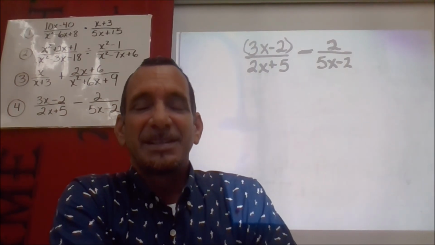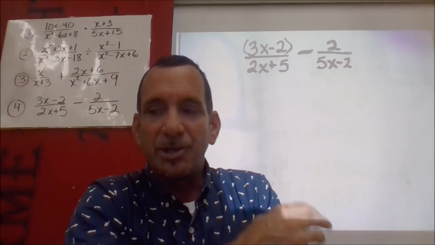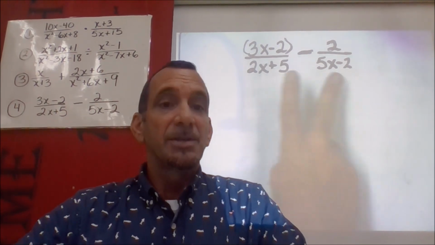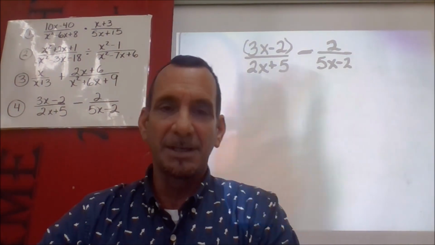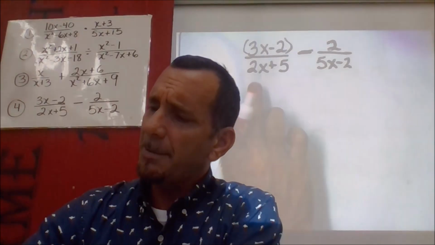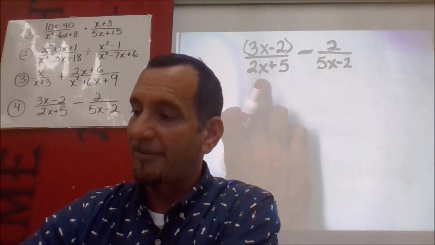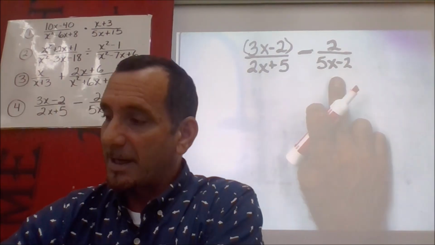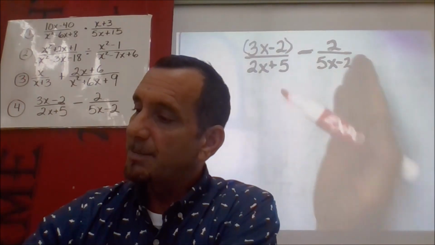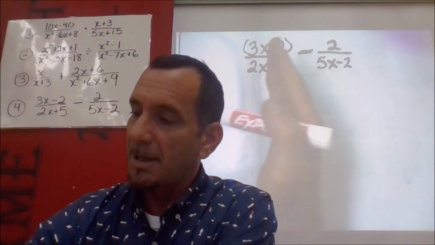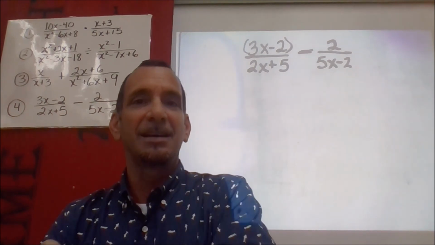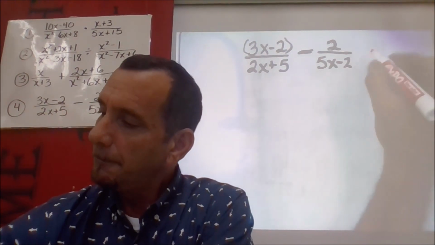Here's a fun one. This is the subtraction of a rational expression, and the denominators are similar but not the same. So we're going to have to figure out how to find a common denominator between both of these expressions. I know that 2x plus 5 does not resemble 5x minus 2 in any way, and the only way that I'm going to get a common denominator is by multiplying my second expression by the denominator of the first and multiplying the first by the denominator of the second. So let me just do that for you.